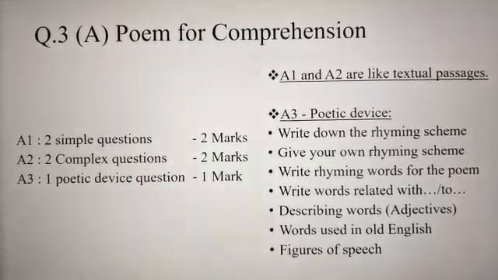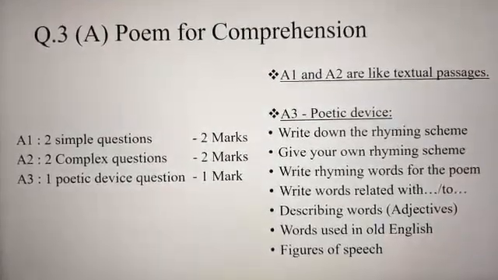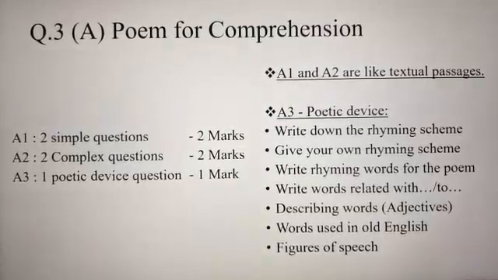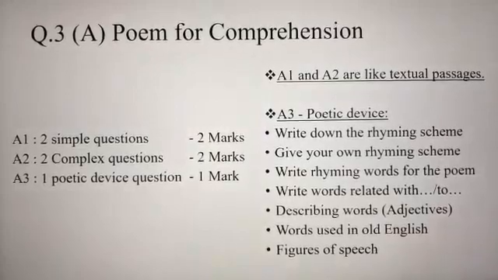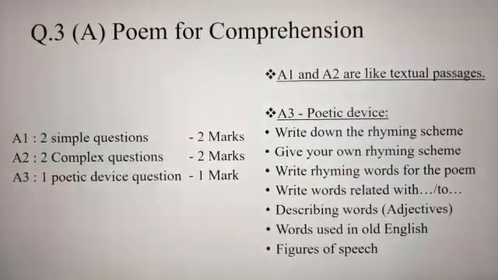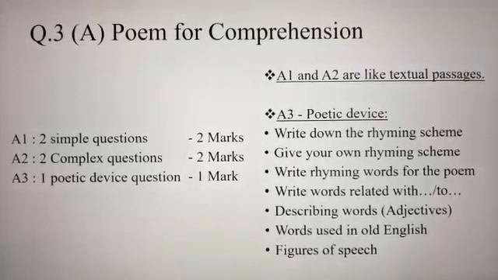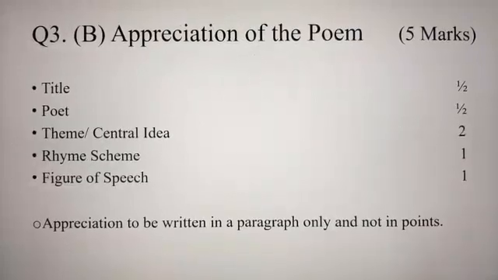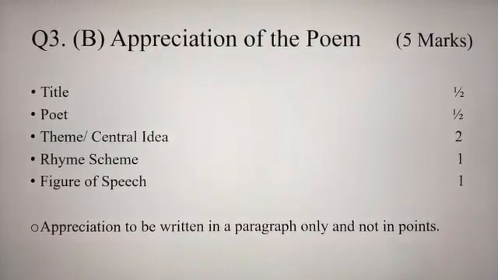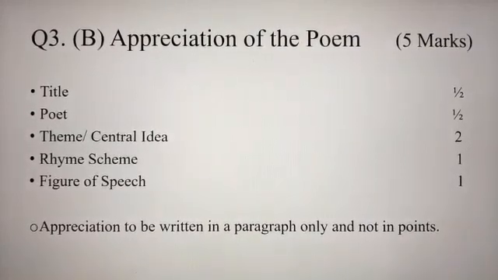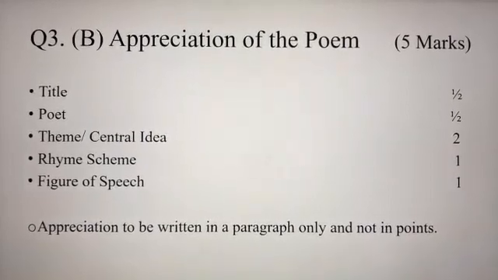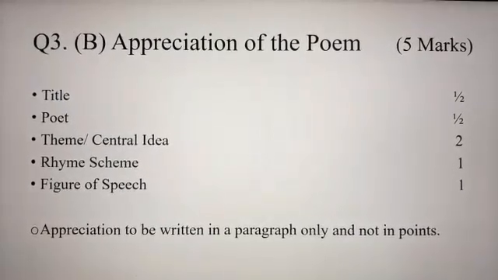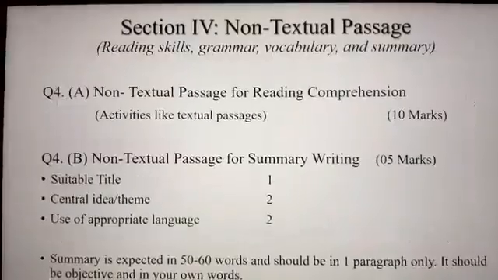Activity A1 and A2 are just like textual passages. Activity A3 is poetic device, under which the following things can be asked: rhyme scheme, rhyming words, adjectives, and so on. Under appreciation of the poem, you need to cover the following points: title of the poem, poet, central idea of the poem, rhyme scheme, figures of speech. Children, remember that appreciation has to be written in a paragraph only and not in points.